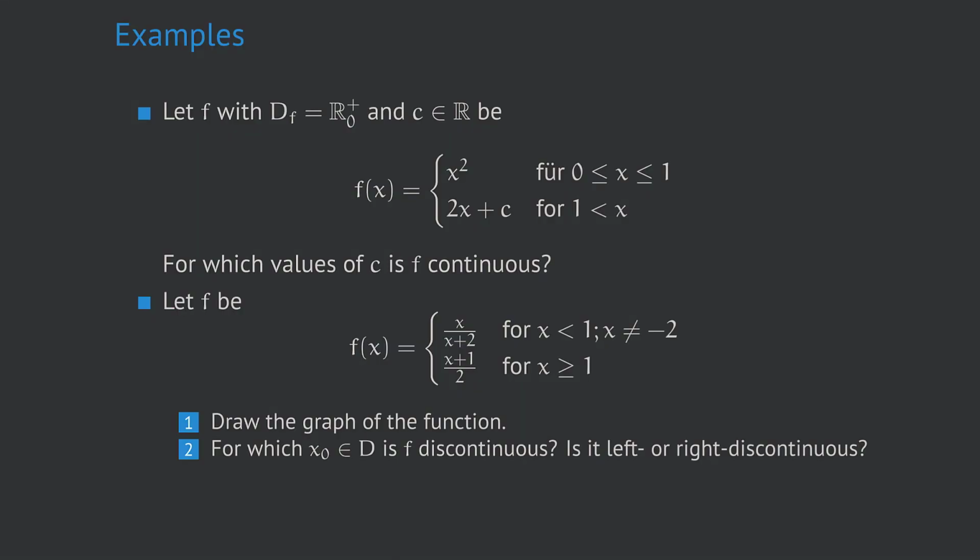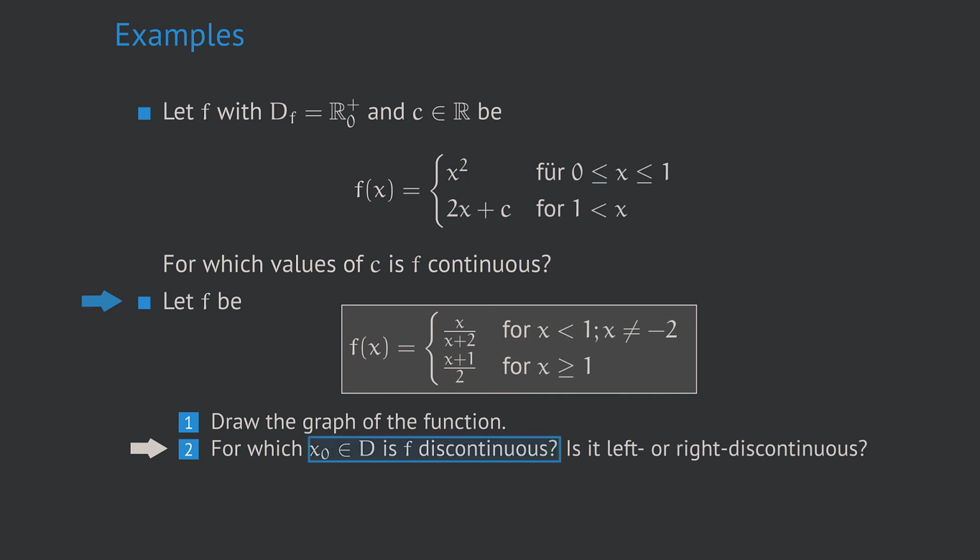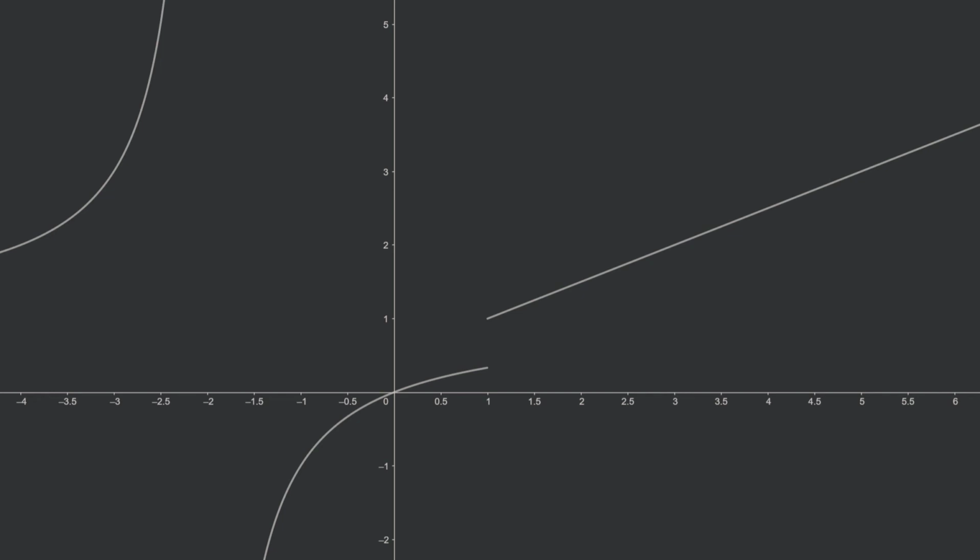Let's have a look at a second example. Let f be piecewise defined by that formula. We first draw the graph of the function and then analyze for which x0 in the domain of f the function is discontinuous. And for the points where f is discontinuous, we analyze if it is even left or right discontinuous. So let's look at the graph of f. Apparently, there are 2 points of discontinuity. The first one is at x0 equals 1. According to the definition of f, the function value at 1 is contributed by the right piece of the function. So obviously, the function is right continuous at 1, but it is not left continuous at 1.